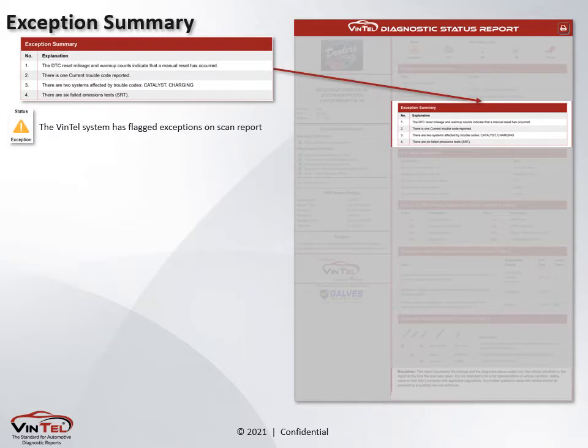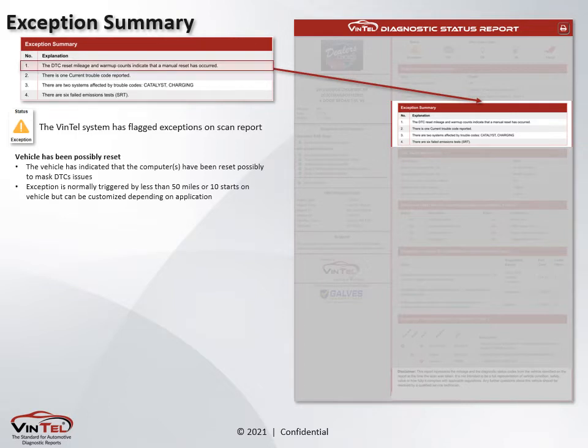In the event that an exception has been flagged as seen in the Icon Dashboard, the exception summary will show up on the report. Within this summary will be listed all the exceptions that VinTel has seen on this car as stated by the rules dictated by the governing bodies or our partners. We'll go through some of these exceptions as examples of what we typically see, but these exceptions are constantly changing and we're adding to them as dictated by either the market or by governing bodies.